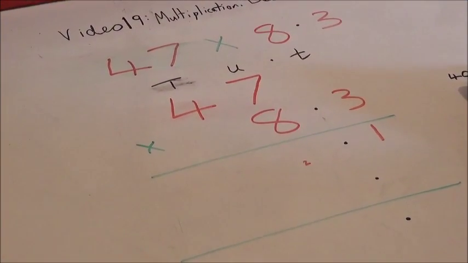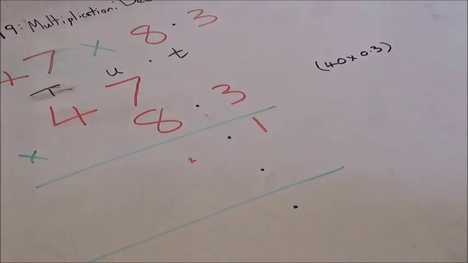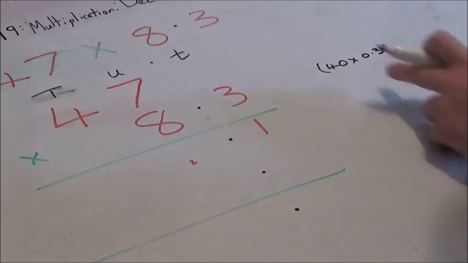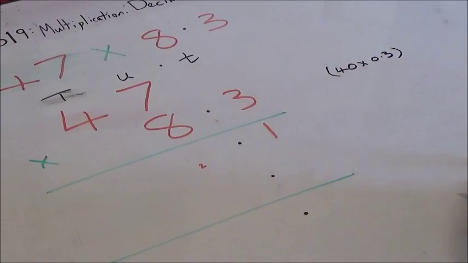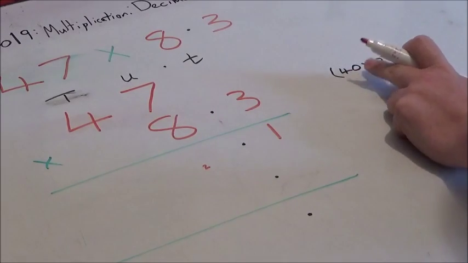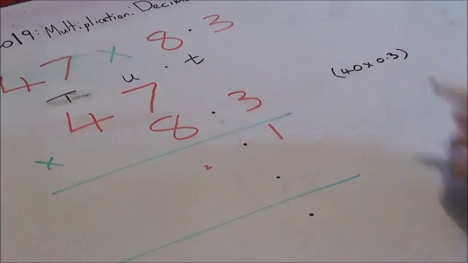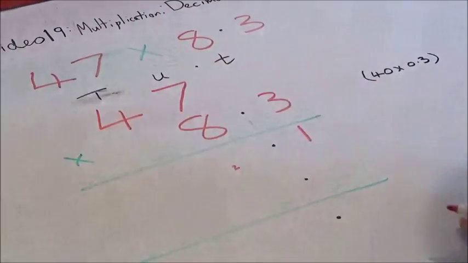Actually doing 40 multiplied by 0.3. Now here we've got kind of a move to the left and a move to the right. We've got our 0.3, so I'd have to move it 1 to the right to make that 10 times smaller. But here I've got a 40, and that's a move to the left. They actually cancel each other out. So 4 times 3 is 12.